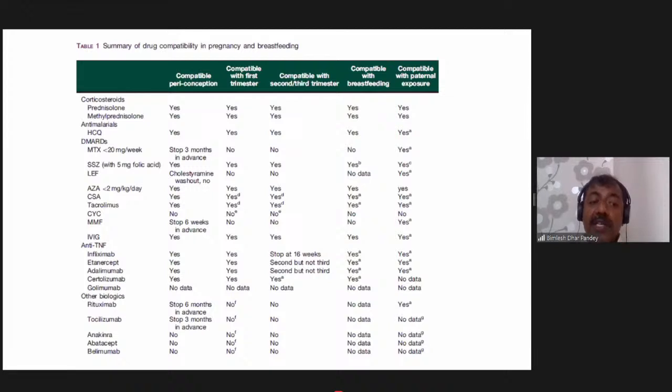If the patient is on leflunomide, try to bring down the leflunomide in the body by chelating it with cholestyramine, and then only you can plan it. So again, this was something that came up. What about azathioprine? There was a controversy. They said now that azathioprine at a dosage less than 2 mg/kg is safe.